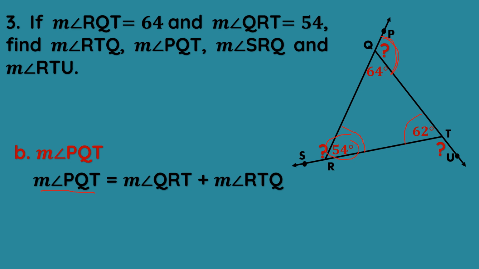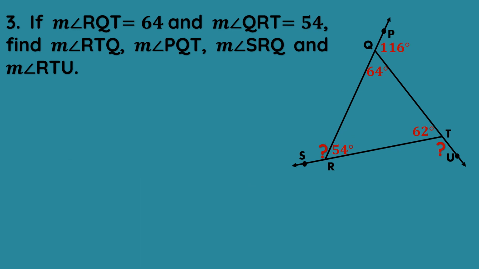The exterior angle is the unknown, which is the measure of angle PQT, and it is equal to the measure of angle QRT, which based on our given is 54, and the measure of angle RTQ, which is 62. So we have the equation: measure of angle PQT is equal to the measure of angle QRT, which is 54, plus the measure of angle RTQ, which is 62. Adding these two measures, their sum is 116. That is now the measure of our exterior angle. The measure of angle PQT is 116.